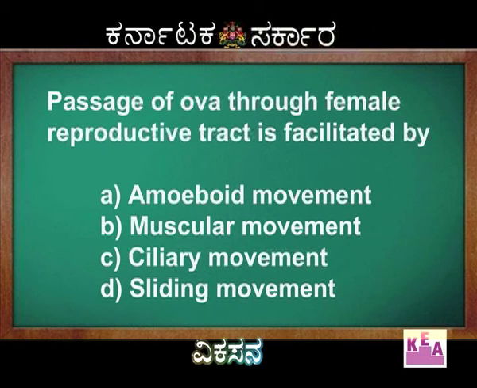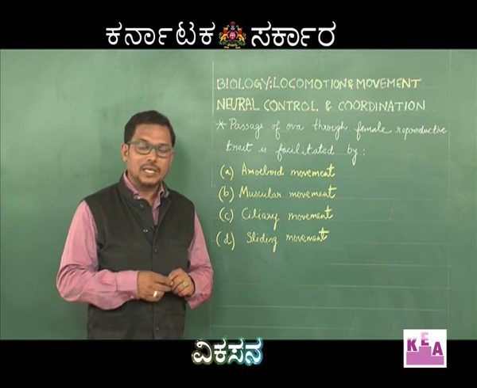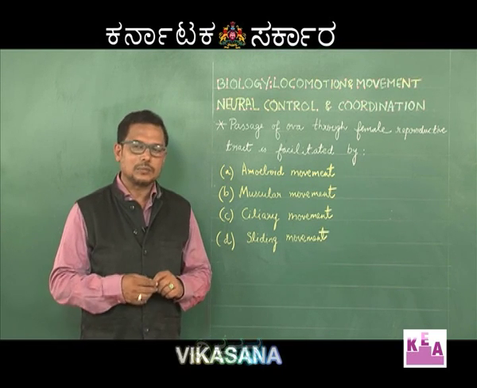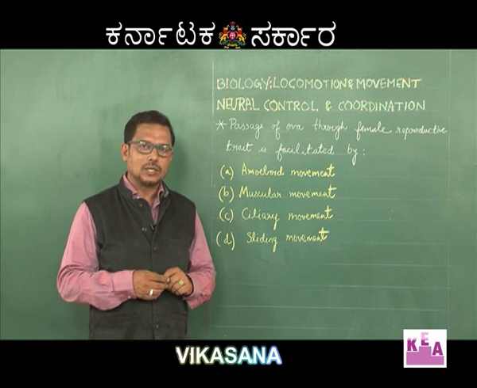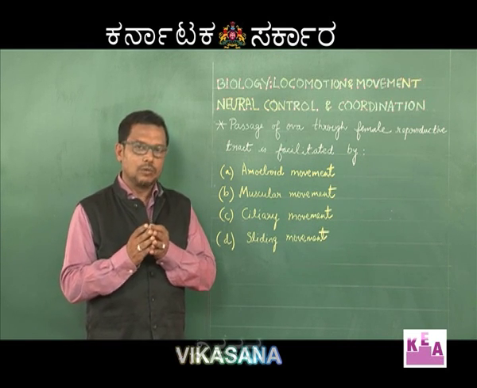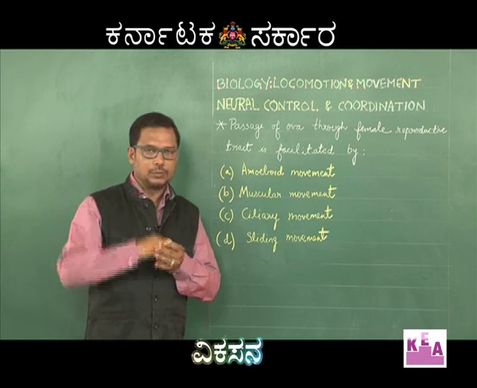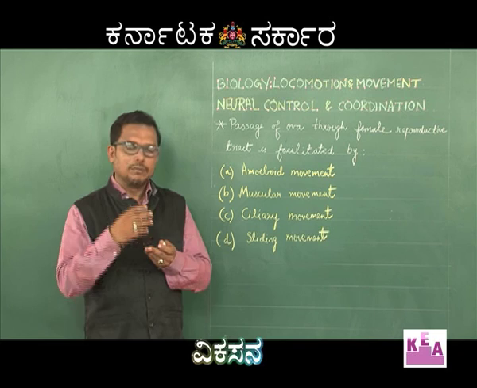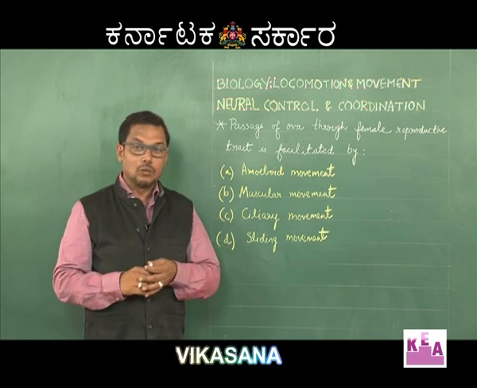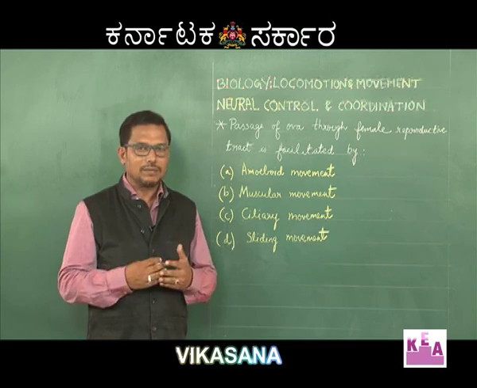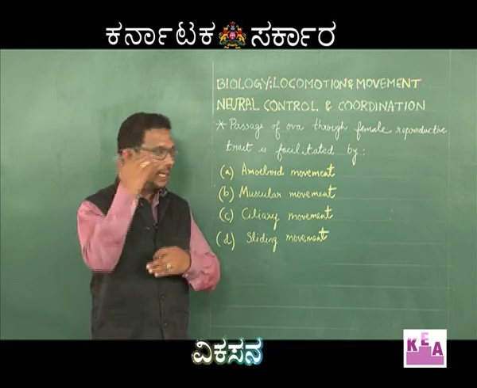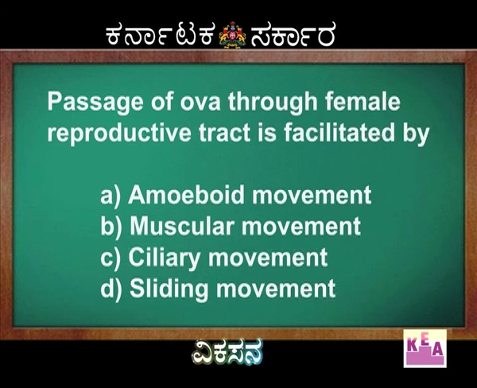So, ciliary movement is there in the female reproductive tract, where the inner lining, especially the oviduct, is made up of specialized epithelial cells, that is, ciliated epithelial cells. These ciliated epithelial cells push the secondary oocyte after ovulation to the upper part of the fallopian tube, where the ova move from the fimbriae to the upper part of the fallopian tube. Since ova is a non-motile structure, it cannot move on its own. The movement of ova is facilitated by ciliary movement. So, the answer is ciliary movement.